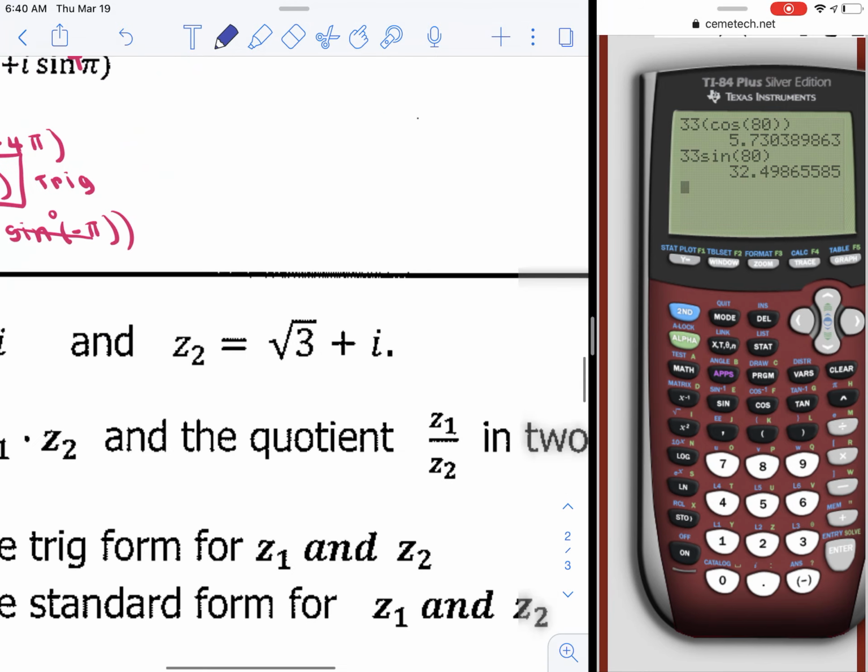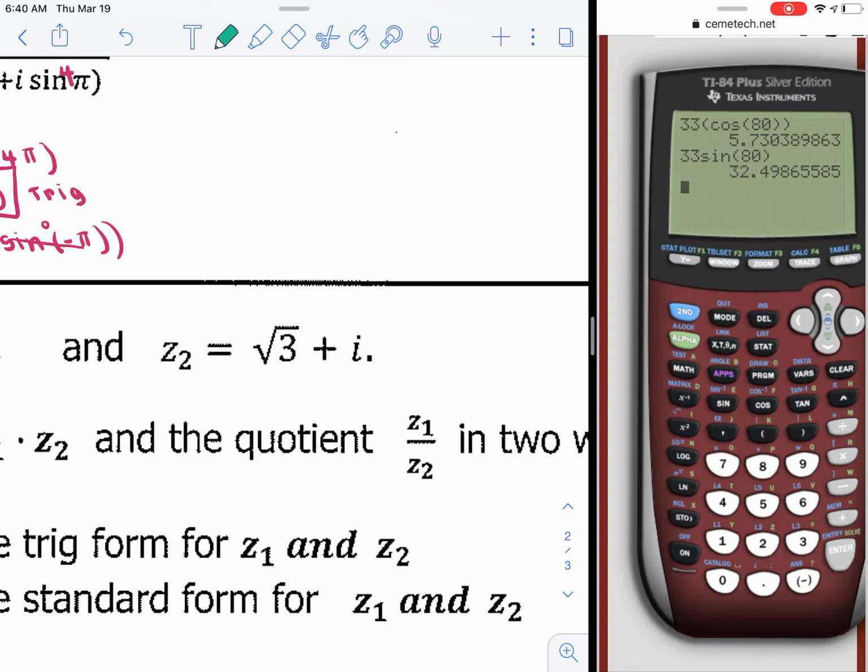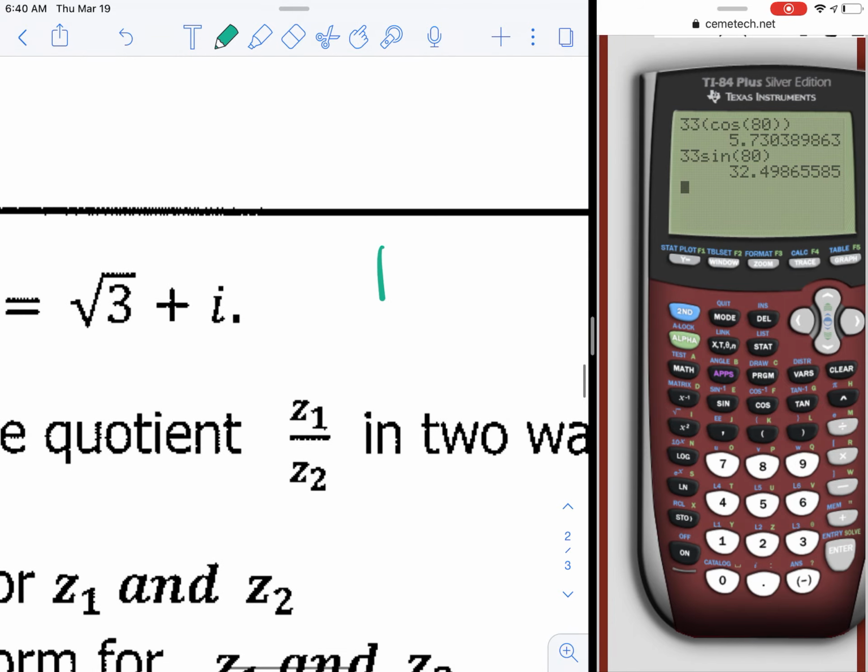Now, we have to do that same thing for this part right here. So for this part right here, think about how we would have to graph this.